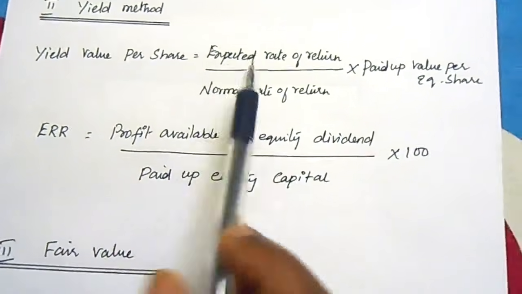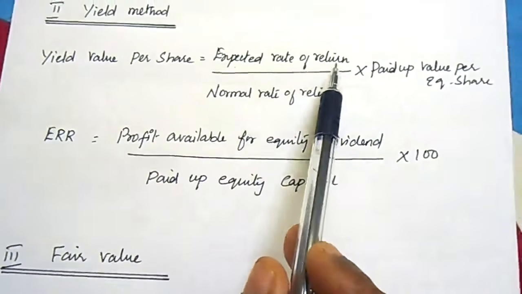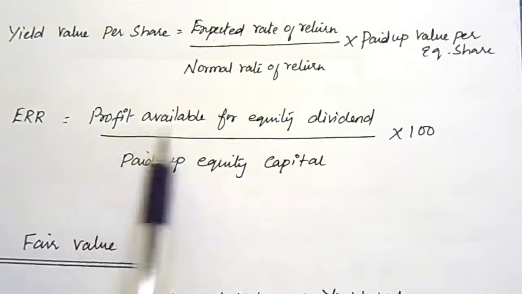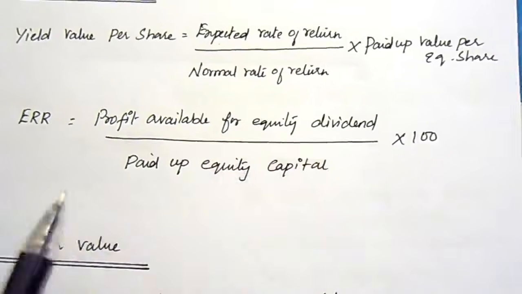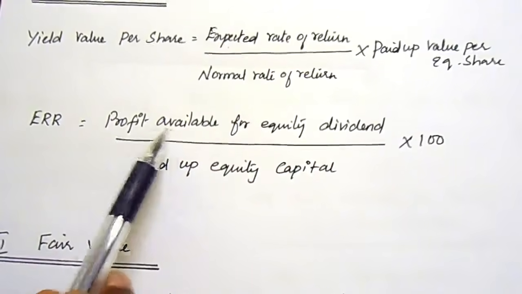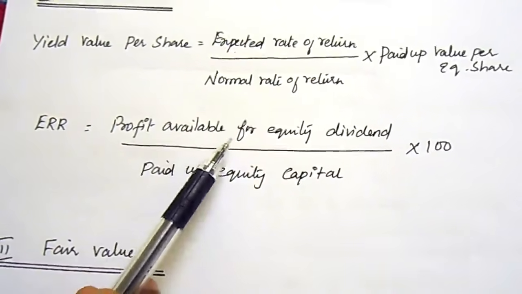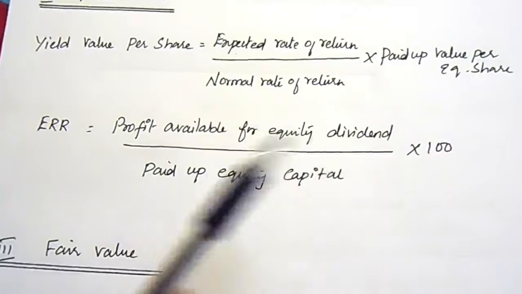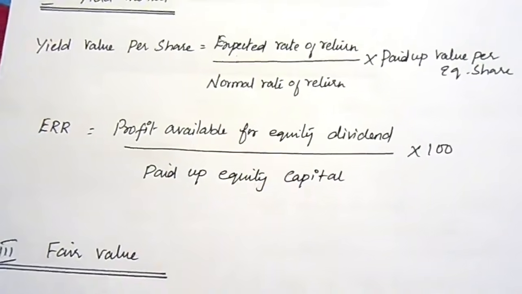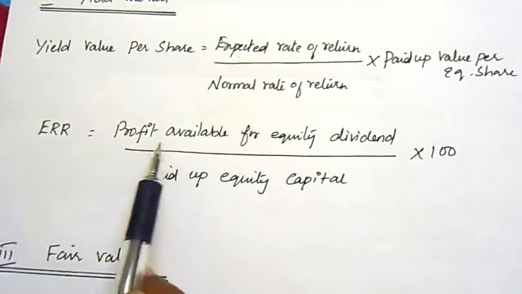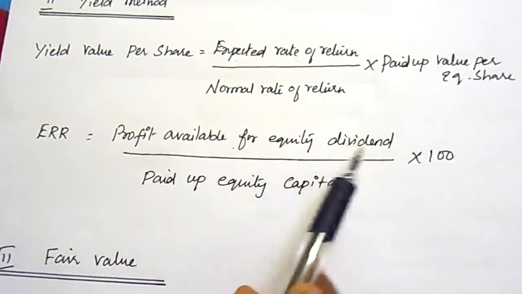So let us see the first one, that is expected rate of return. Formula for ERR is profit available for equity dividend. See, while you calculate profit, this is adjusted profit, that is after making some subtractions. After adjusting certain things, the final amount is called profit available for equity dividend.